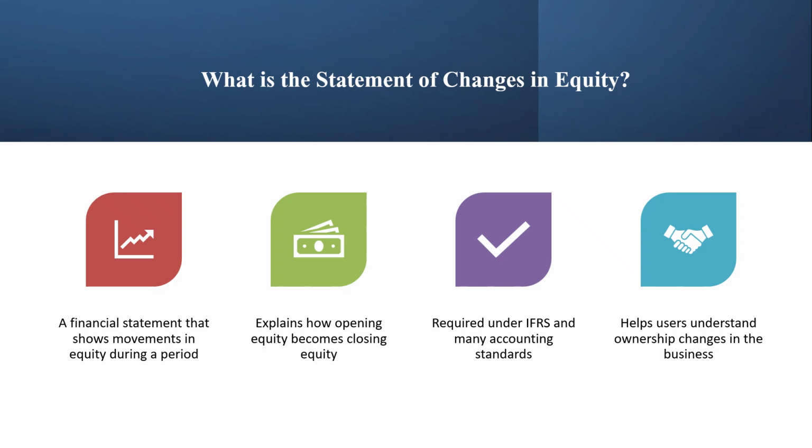The statement starts with the opening equity balance, then shows all the activities that increase or decrease equity during the period. These activities may include profit earned by the company, dividends paid to shareholders, new shares issued, and other comprehensive income. Finally, the statement ends with the closing equity balance, which appears in the balance sheet.